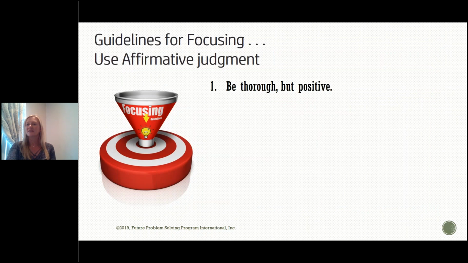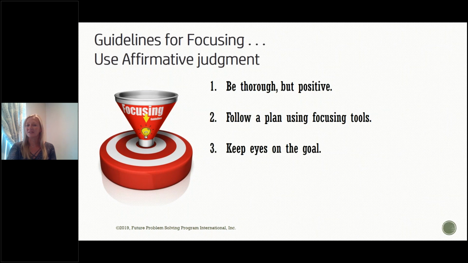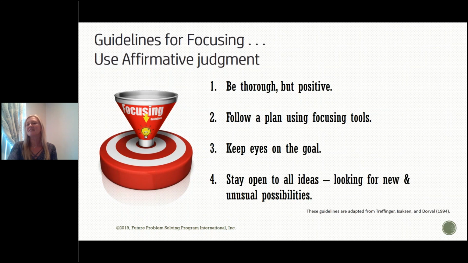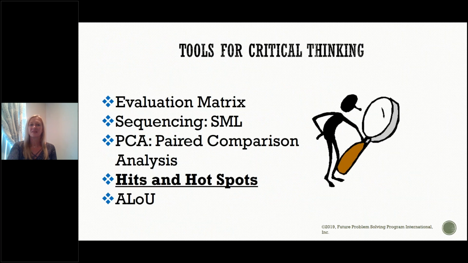The guidelines for focusing include being thorough and positive, following a plan using focusing tools, keeping our eyes on the goal, and staying open to all ideas, looking for new and unusual possibilities. Here is a list of all of the tools that we focus on here at Future Problem Solving for critical thinking. You'll see that today we're focusing on hits and hotspots.